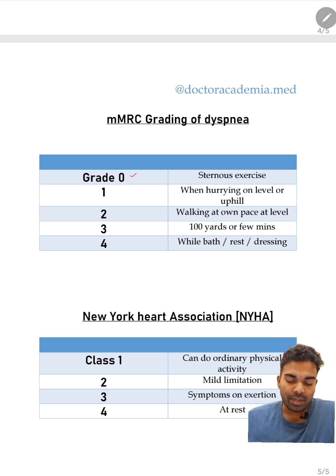Next is the New York Heart Association classification, where class 1 is dyspnea on ordinary physical activity, class 2 is mild limitation, class 3 is symptoms on exertion, and class 4 is symptoms at rest.